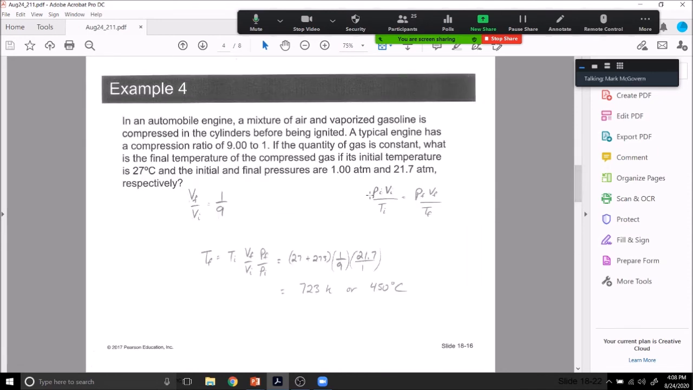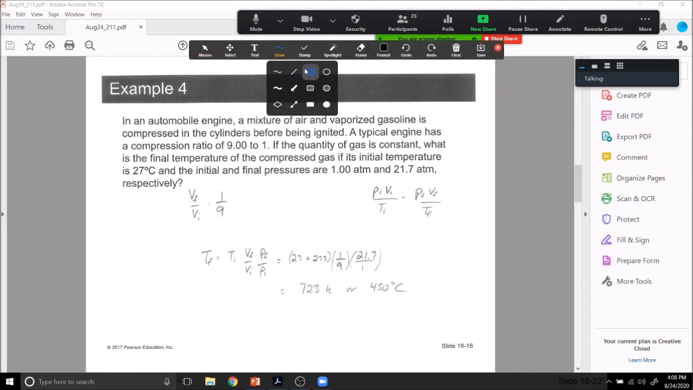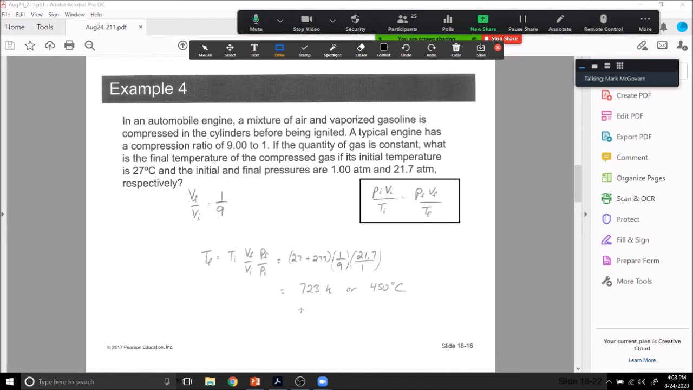All right, so here's my relationship right here: PV over T. I know my ratio for final to initial volume is 1/9, so I can throw that in here. I know that my ratio for pressures, final to initial, is 21.7, so I throw that in here as well. I put in my room temperature, which is 27, and I have to add 273 to convert to Kelvin. And I punch all this out, I get 723 Kelvin.